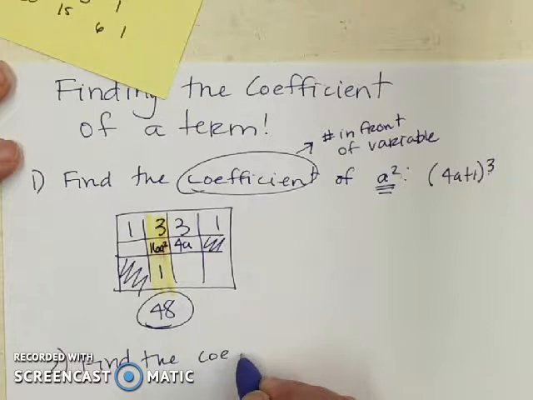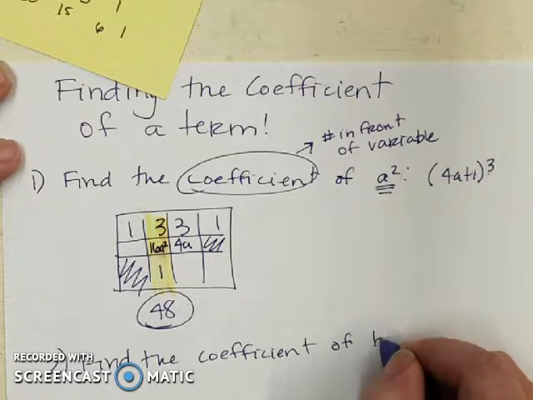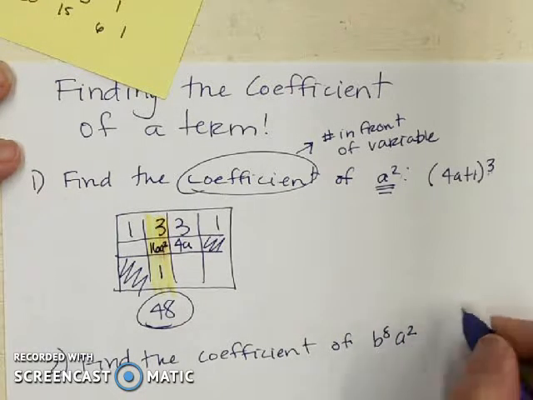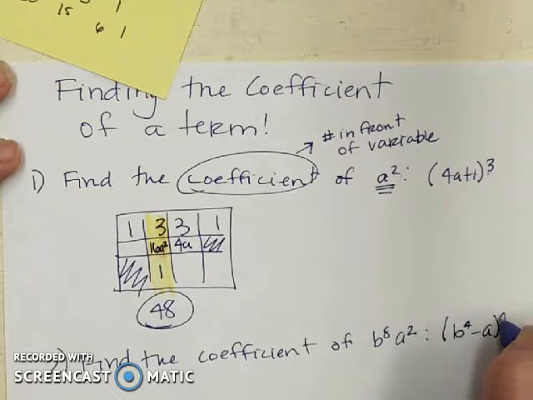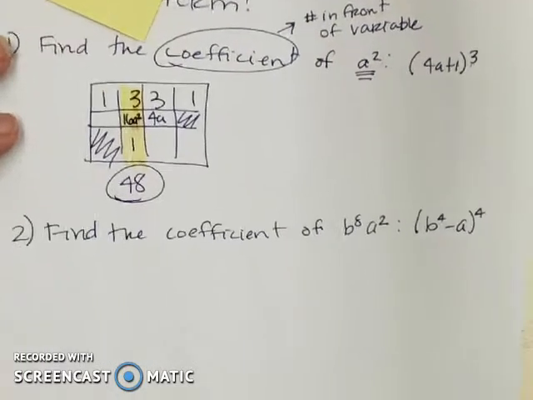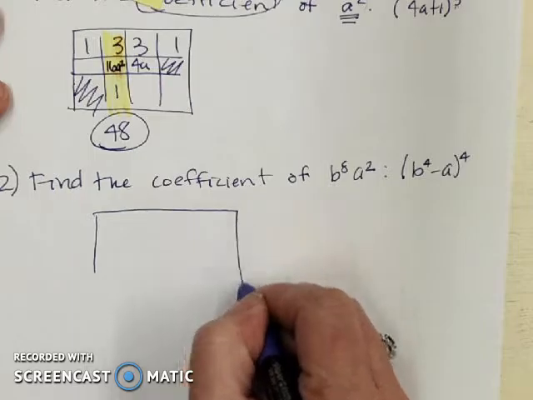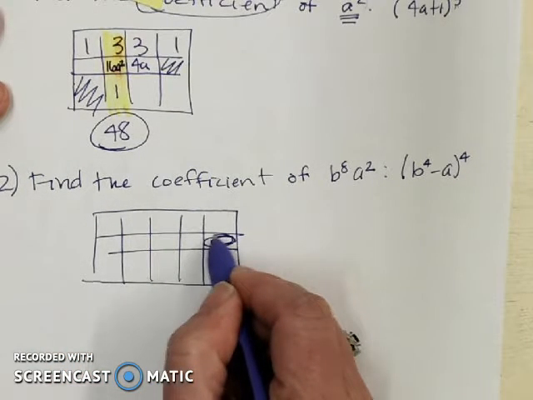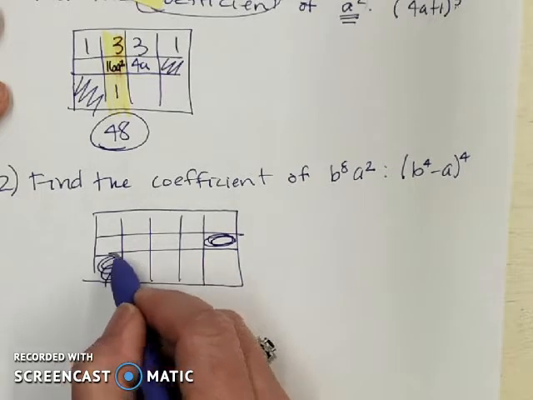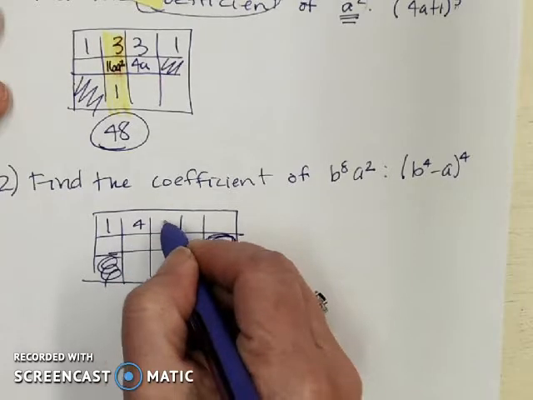Find the coefficient of the term that has b to the 8th a squared in this expansion: b to the 4th minus a to the 4th power. Sorry, let me scoot up. So if it's to the 4th power, I'm going to need 5 columns. I don't need this box. I don't need this one. If it's to the 4th power, my numbers are 1, 4, 6, 4, 1.